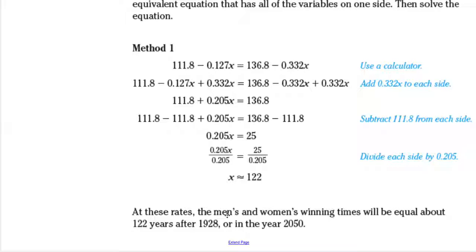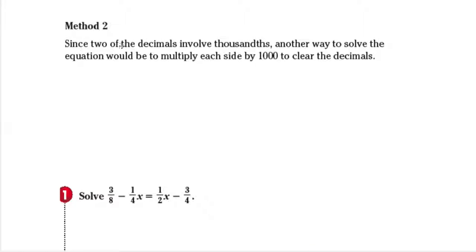Let's take a look at method 2 and see how it works. Since two of the decimals involve thousandths, another way to solve the equation would be to multiply each side by 1,000 to clear the decimals. If you're not comfortable dealing with decimals, find the least place value in the decimals, and in this case that's the thousandths place.